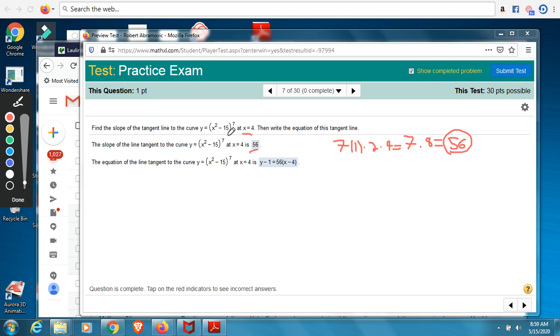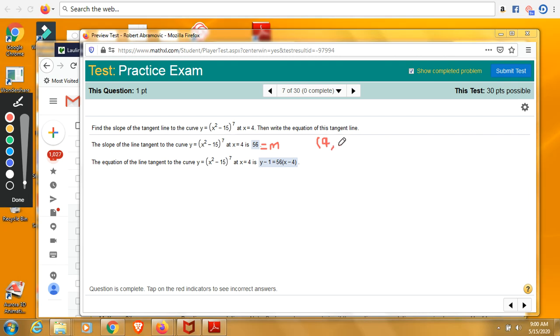Now, when x is 4, look, x squared is 16, 16 minus 15 is 1, and 1 to the 7th is 1. This is our slope, this is m. To specify a line, the tangent line, we need a slope m and a point. So we have our slope is 56, and the point is (4, 1).